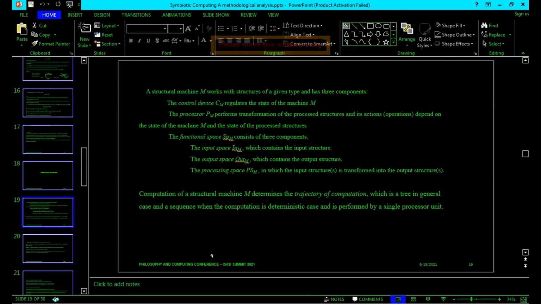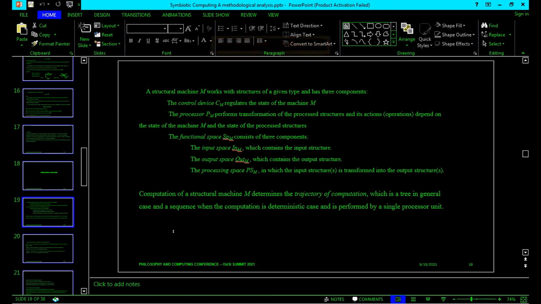So a structural machine works with structures of a given type and has three components. The control device regulates the state of the machine M. The processor P performs transformation of the process structures, and its actions depend on the state of the machine M and the state of the process structure.